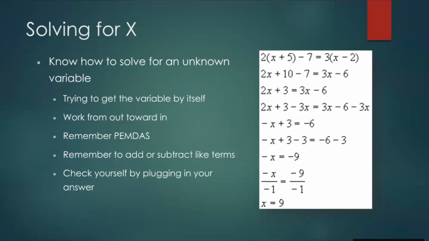And on the right, we are given negative 9 divided by negative 1. And a negative divided by a negative is a positive. So x equals 9 in this case. And you always want to plug this number back into your original equation for that variable to make sure that it's correct.